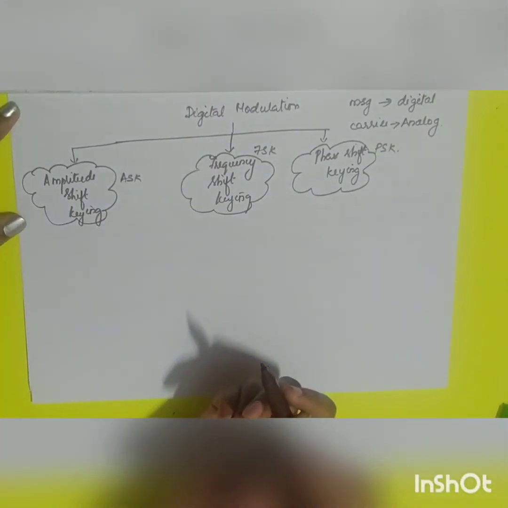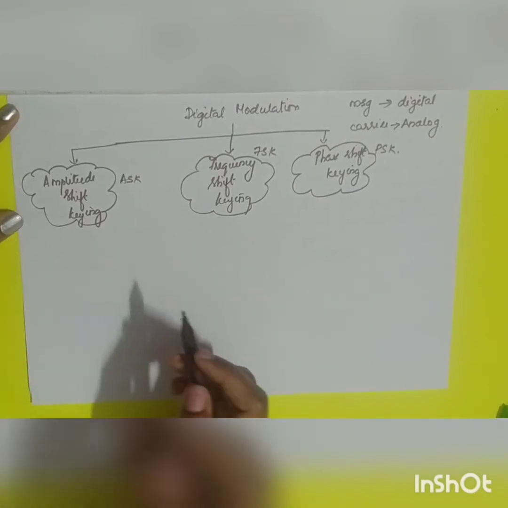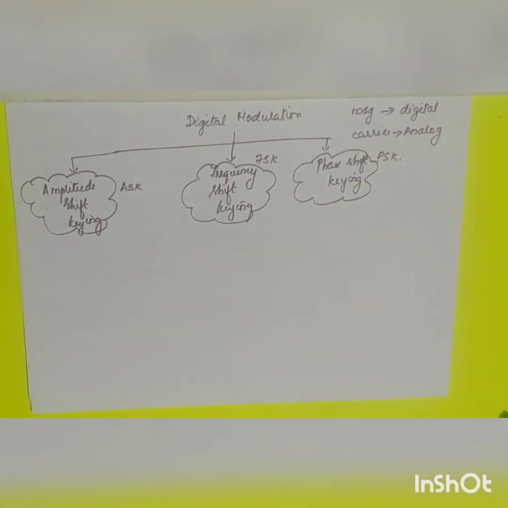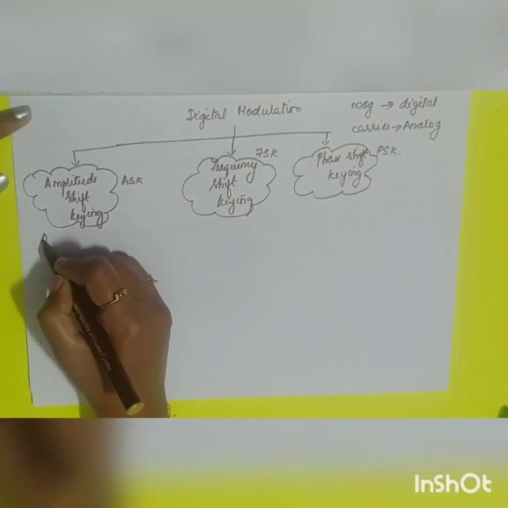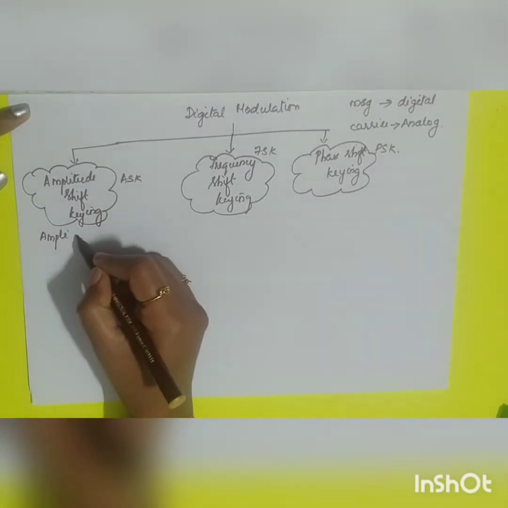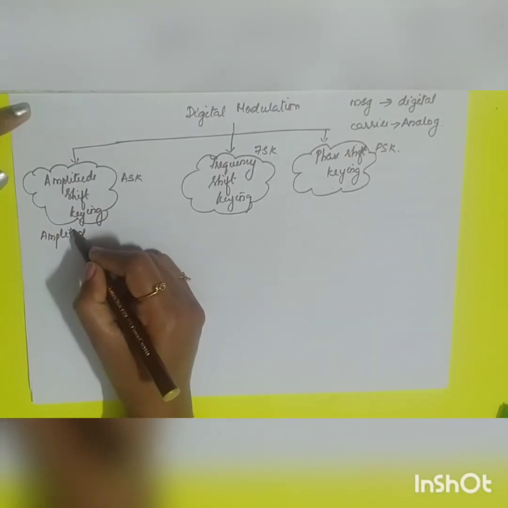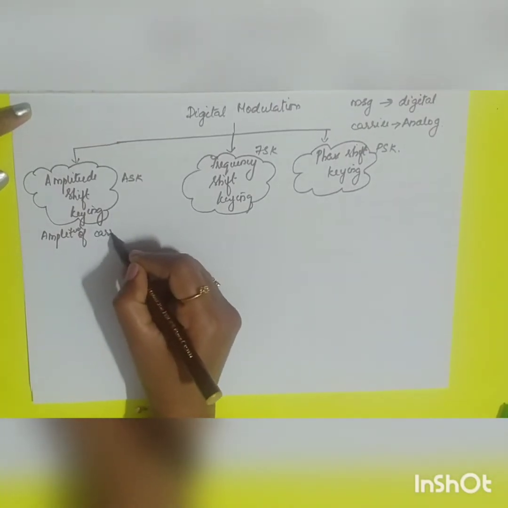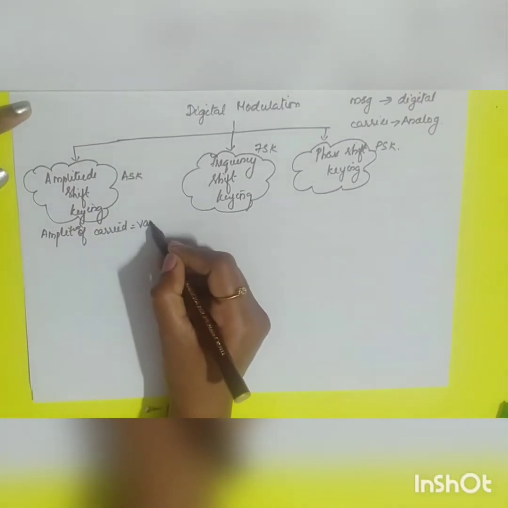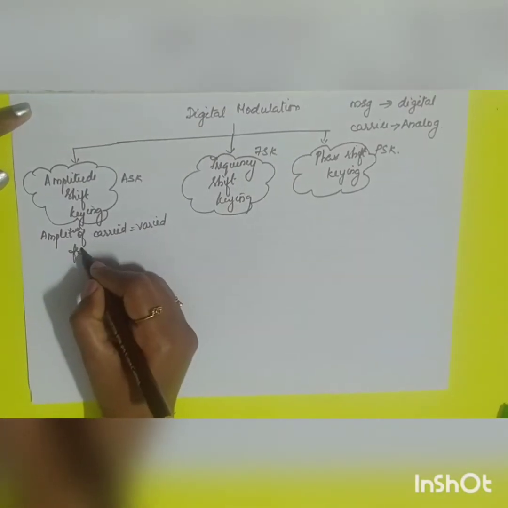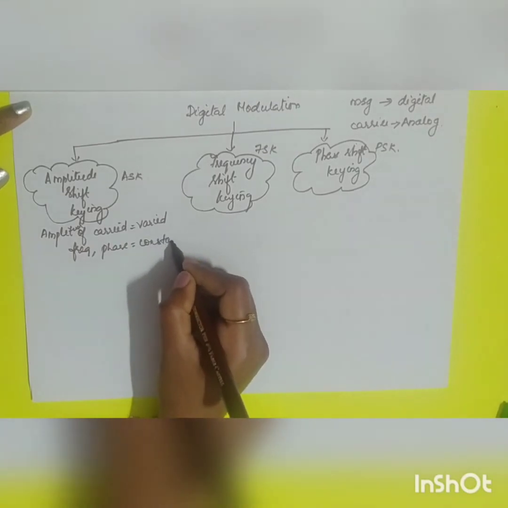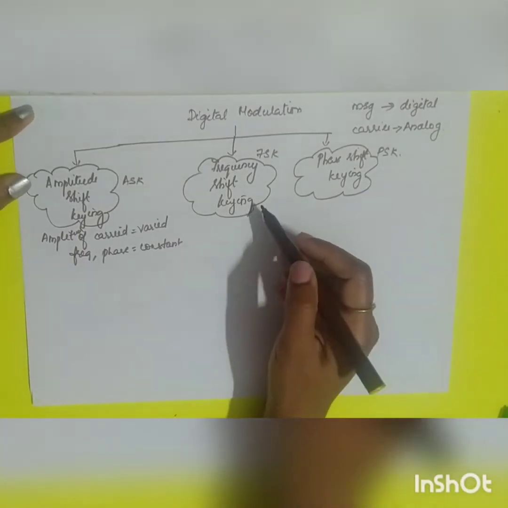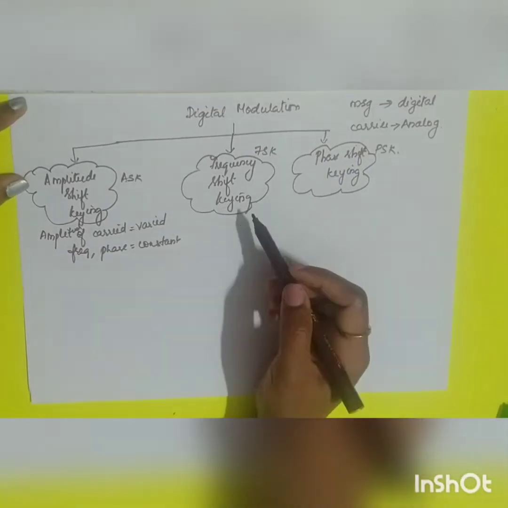Amplitude shift keying. What is meant by amplitude shift keying? If the amplitude of the carrier wave is varied in accordance with your digital message signal, then it is called amplitude shift keying. So the amplitude of the carrier is varied. What is constant? Frequency and phase will remain constant. Same definition as that of the analog. The only difference is the message signal is digital in nature.